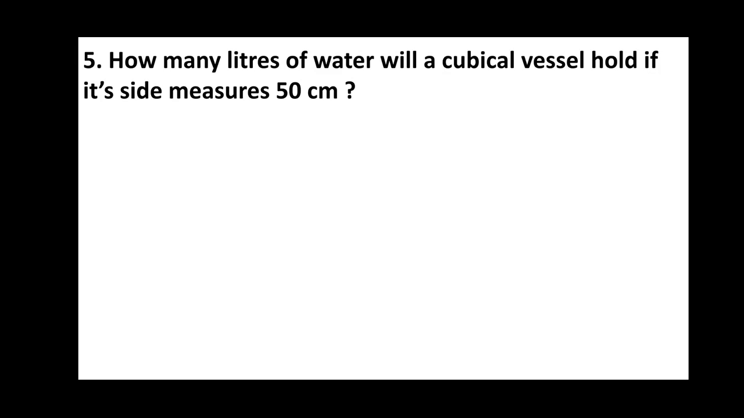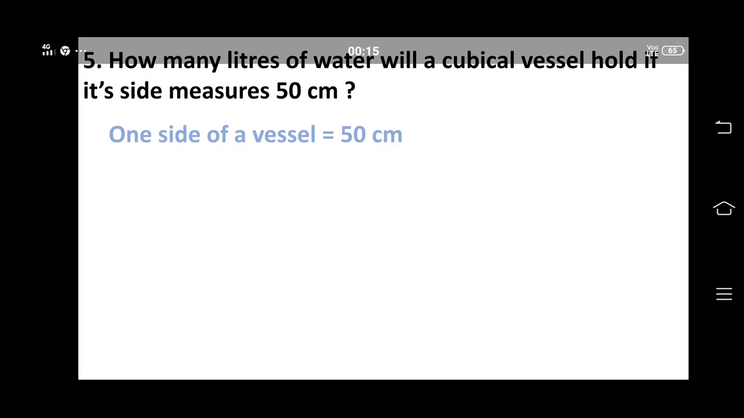Fifth question is, how many liters of water will a cubical vessel hold if its side measures 50 centimeters? So let us write the given data. One side of a vessel is equal to 50 centimeter.